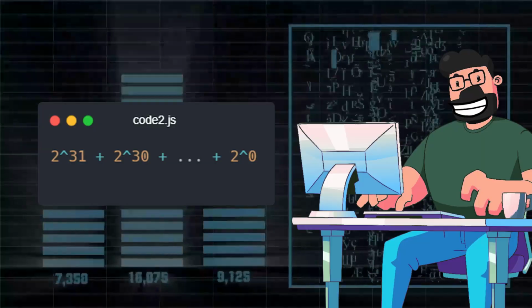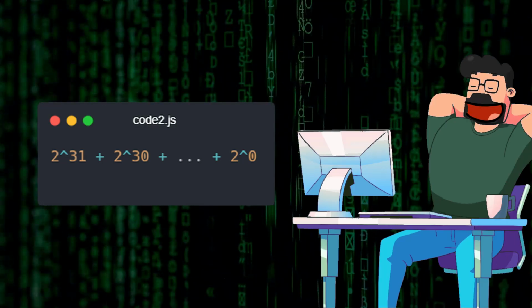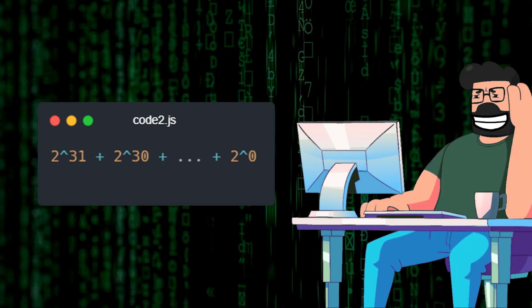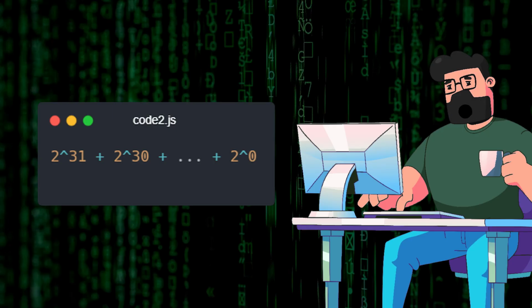issue at hand. Continuing with our solution, let's delve into the numerical representation of the number using the formula 2 to the power of 31 plus 2 to the power of 30 plus 2 to the power of 0. This representation showcases how each bit contributes to the overall value of the number, giving us a deeper insight into the binary structure of the integer.